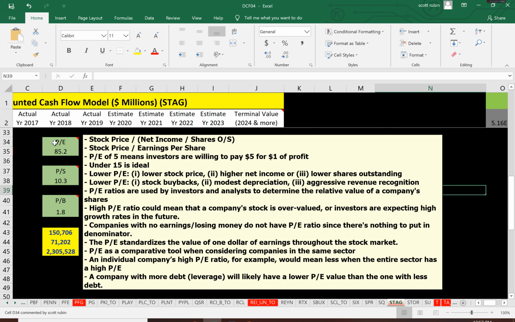And companies can lower or increase their PE based on how they report their financials. So you have to look into that as well.